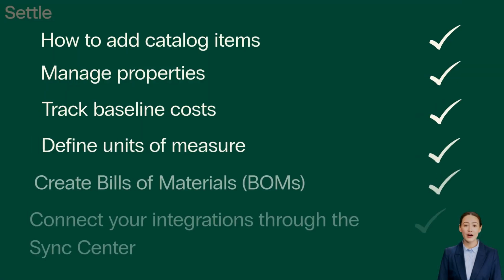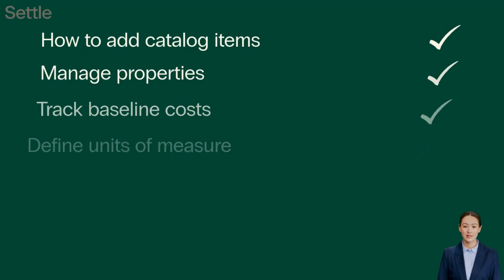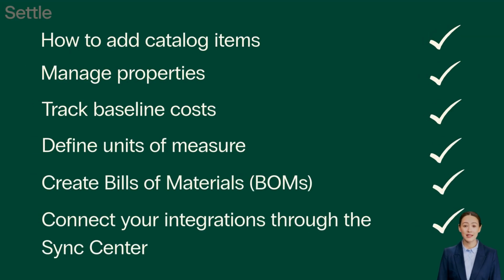You've now seen how to build a powerful universal catalog in Settle. By creating catalog items, customizing them with properties, tracking baseline costs, defining units of measure, building bills of material, and syncing with other systems, you'll have full visibility and control over your products. A strong catalog ensures accuracy across every part of your operations and makes it easier for your team to manage growth.